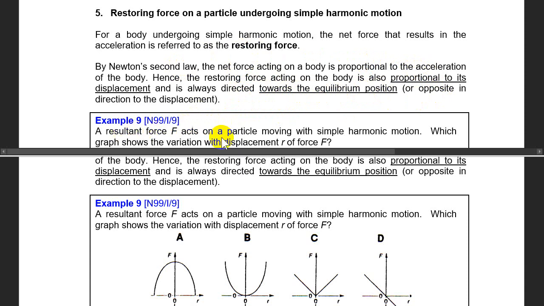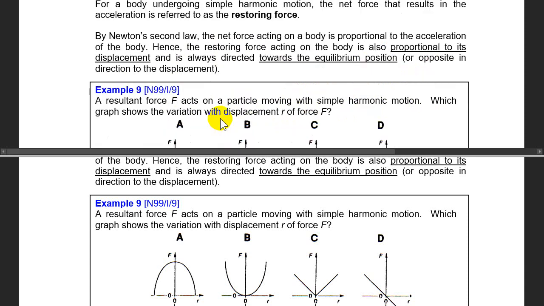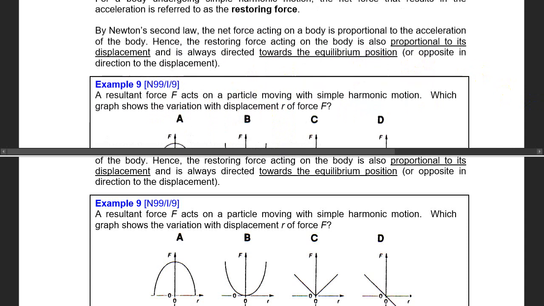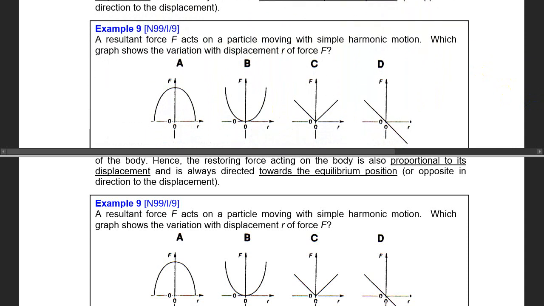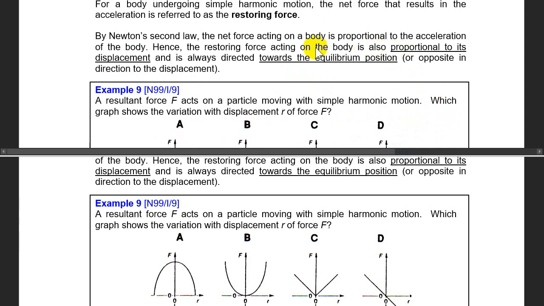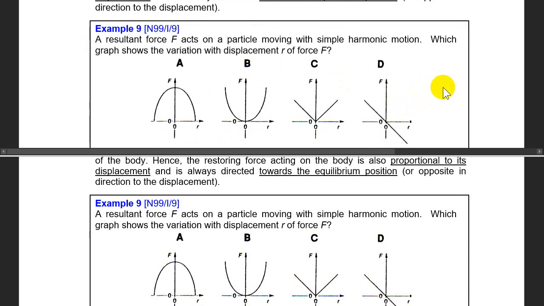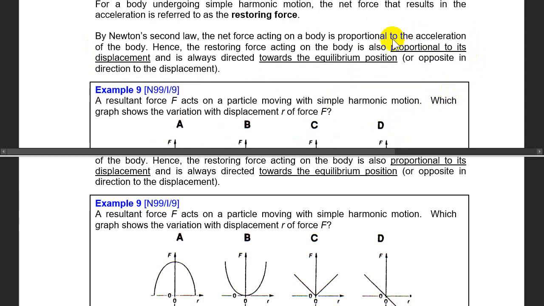Now we look at example 9. The graph shows us 4 graphs showing how the net force varies with displacement. Normally we call displacement x, but here they call it displacement r. But it doesn't matter, it's just displacement. And we already know that for simple harmonic motion, the net force must be proportional to the displacement. That means if you plot net force against displacement, it must be a straight line graph. Must be a straight line throughout because it has the same gradient.